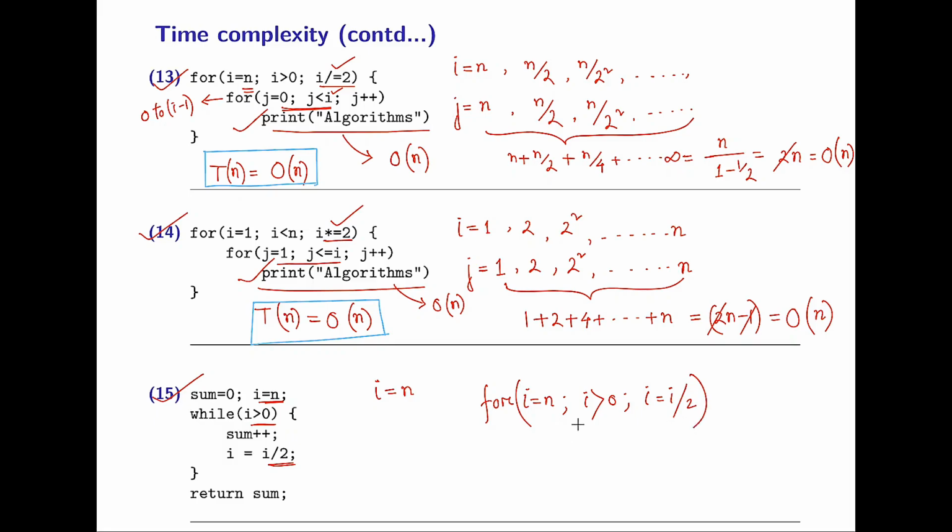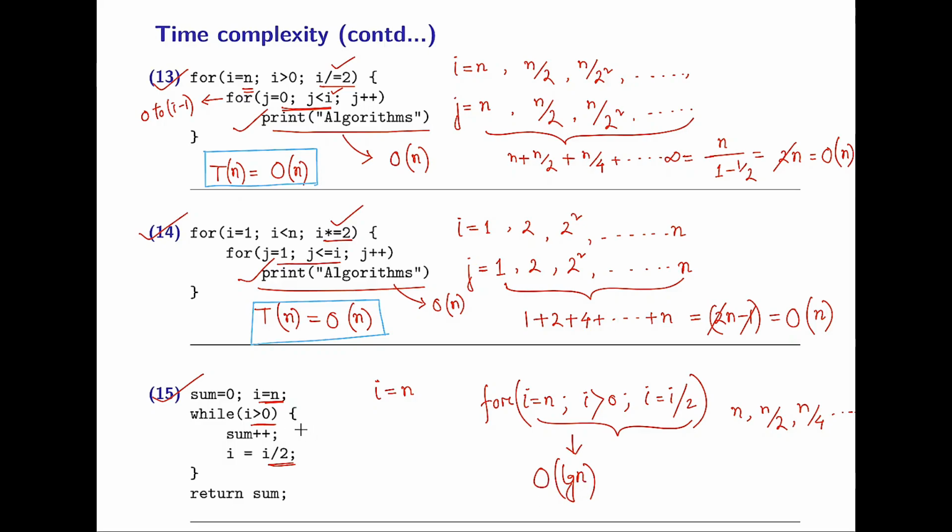This kind of thing we have already seen. So this is going to run for log n times. In terms of big O, log n times. In the earlier questions we have seen why it is log n time. Because i will be n, the next time i will be n by 2, the next time n by 4, like that it will go, until i is less or equal than 0. Here n is getting divided by 2 every time. So approximately it is going to run for big O of log n time.